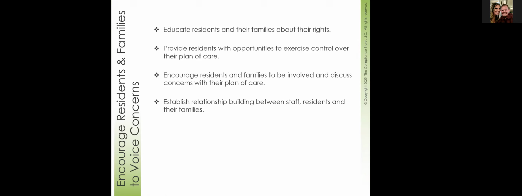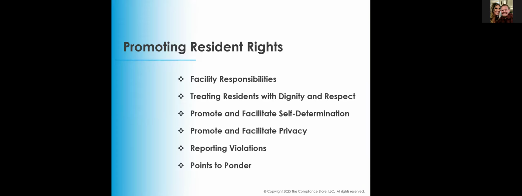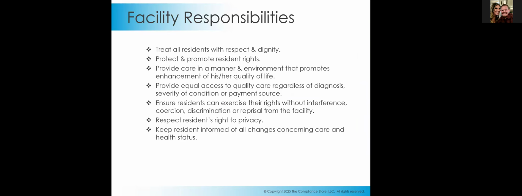Okay. Ways that we can help with this are to educate the resident and their families about their rights, provide residents with opportunities to exercise control, encourage residents and families to be involved and to discuss their concerns, and establish relationships between building staff and residents and their families. So things we can do to promote resident rights, or things that fall in this category, are facility responsibilities, treating residents with dignity and respect, promoting and facilitating self-determination, promoting and facilitating privacy, reporting violations, and lastly, points to ponder.